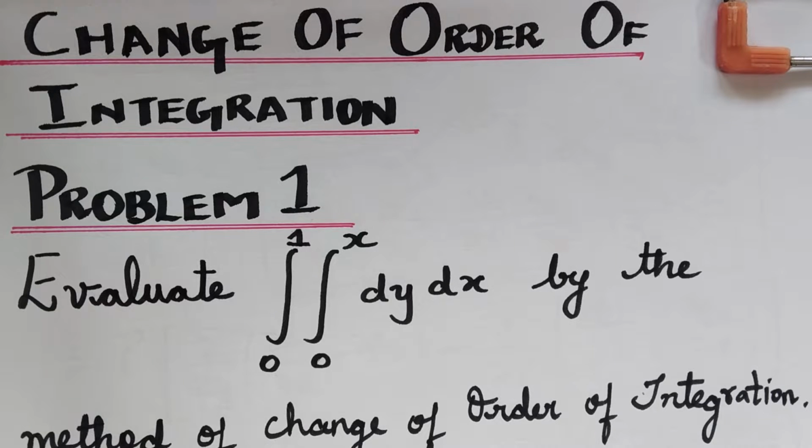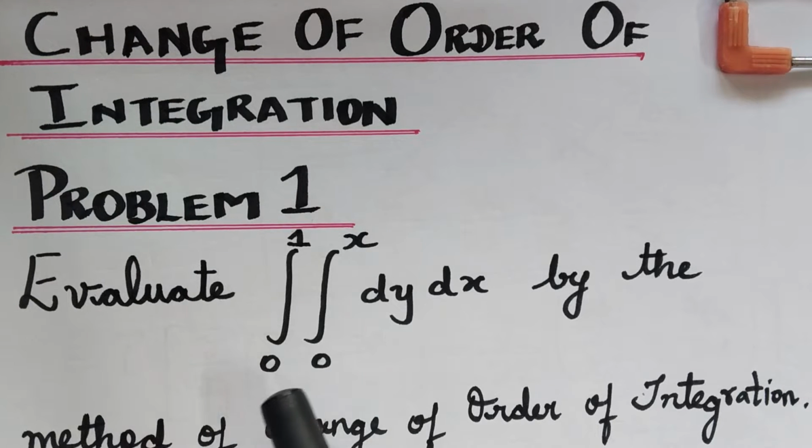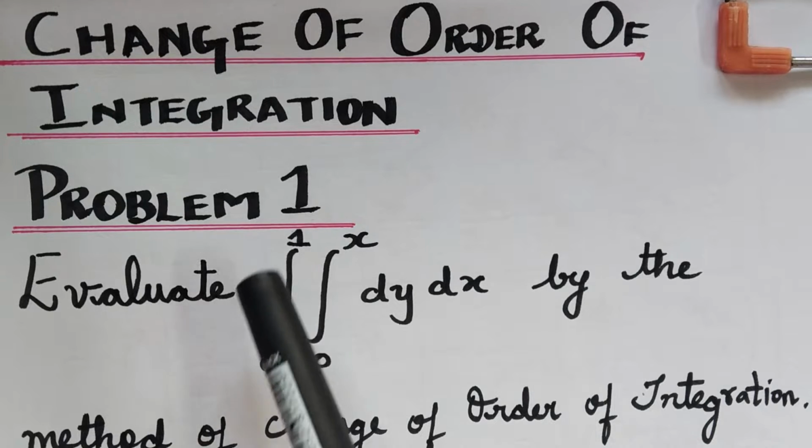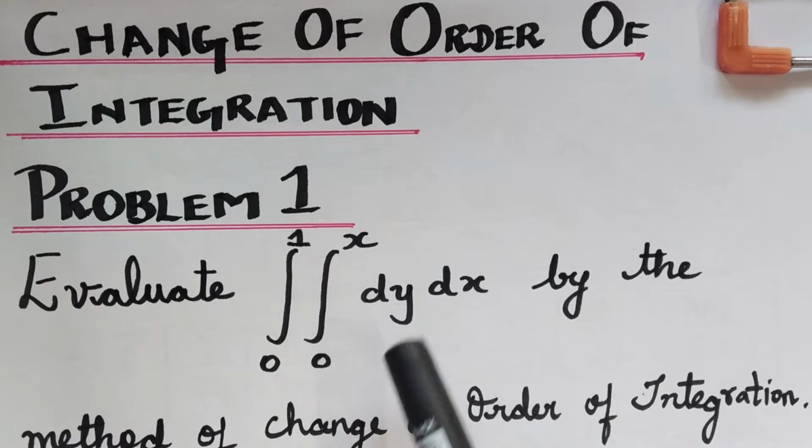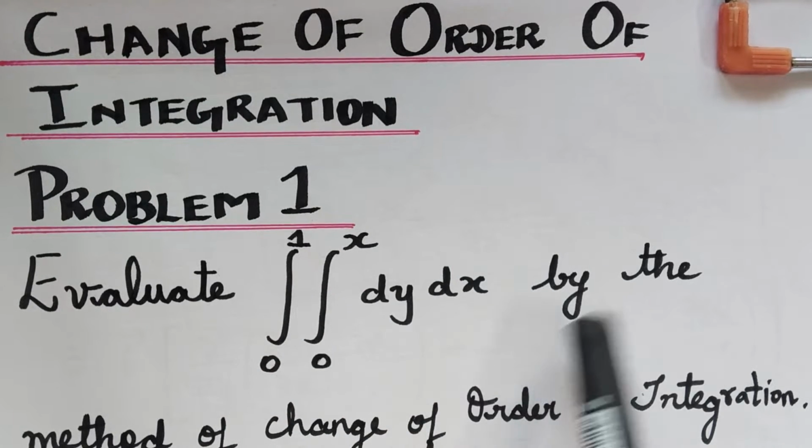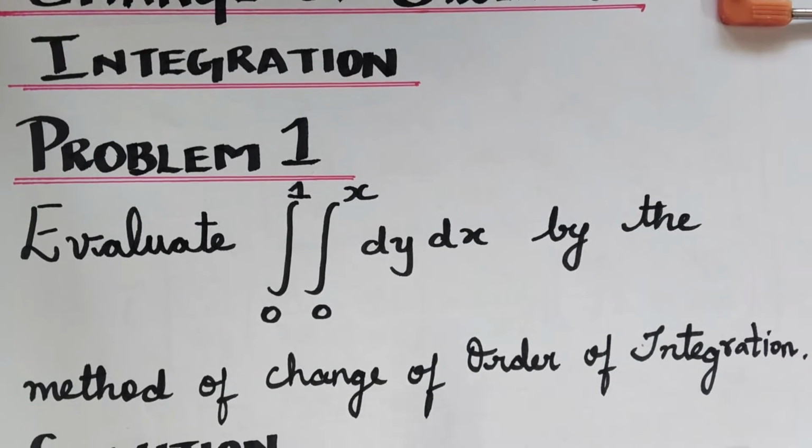Dear students, under double integrals, the next topic of concern is change of order of integration. So what is this change of order of integration? That is, we have to integrate the given double integral by changing the order of integration in which it has been given. For example, here we have a problem where we have to evaluate the double integral, integral 0 to 1, integral 0 to x, dy dx, by the method of change of order of integration.